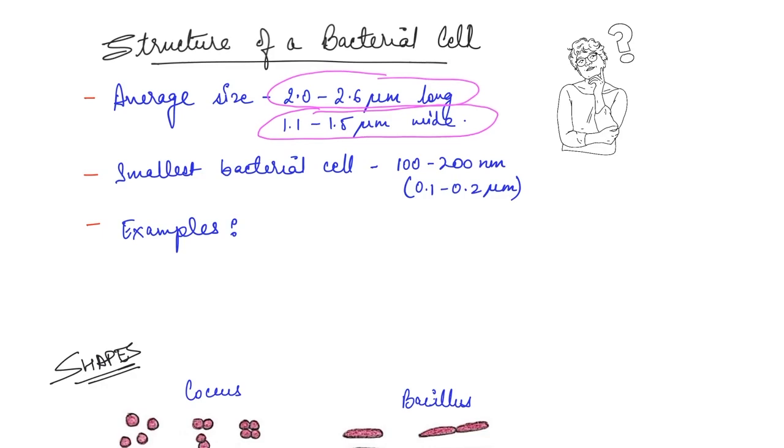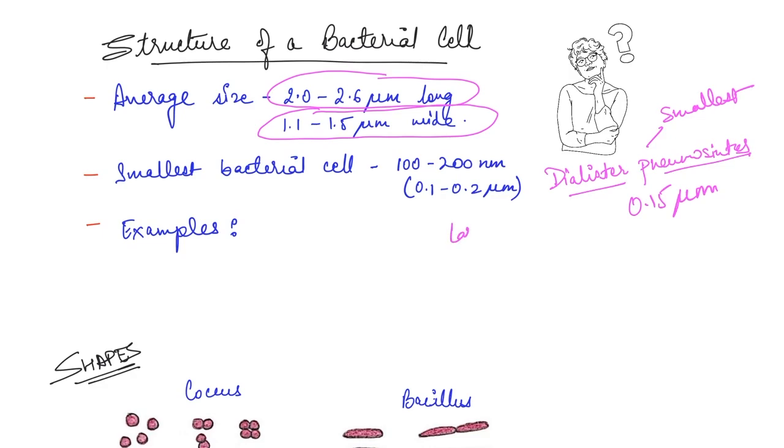Then let's take some examples, like the smallest bacterial cell can even be of 100 to 200 nanometer. That means 0.1 to 0.2 micrometers. Now the smallest bacteria is Dialister pneumosintes. This is the smallest bacteria. It has a size of 0.15 micrometer. And then we have the largest bacteria. So the largest one is spirochetes.